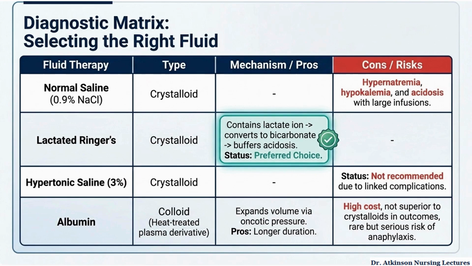Lactated Ringer's is your preferred choice, and here's why. It contains a lactate ion that gets converted to bicarbonate in the liver, which buffers the metabolic acidosis your shock patient already has. You are treating 2 problems with 1 fluid. Hypertonic saline, not recommended, linked to complications, don't go there. Albumin stays intravascular longer, useful in specific cases, but expensive and not superior to crystalloids in outcomes. And watch for anaphylaxis. Rare, but serious.